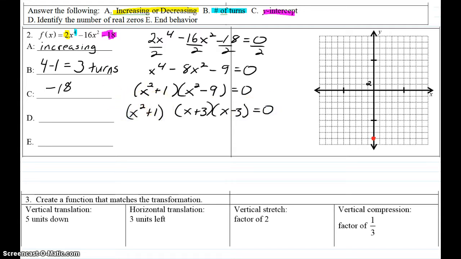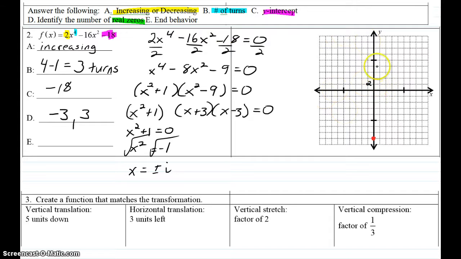And so the question says identify the number of real zeros. If I take this and make this 0 and I solve it, I'm going to get x squared equals negative 1, and I square root both sides, I get x equals plus or minus 1i. And so it's not a real 0. I won't be able to graph that over here. These two I'll be able to solve, and so x here would be negative 3 and positive 3.